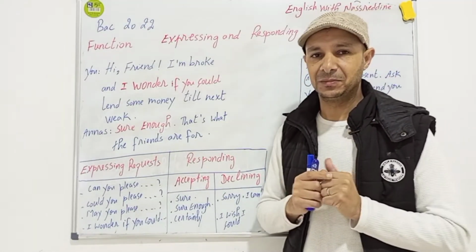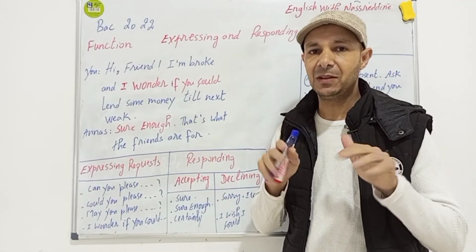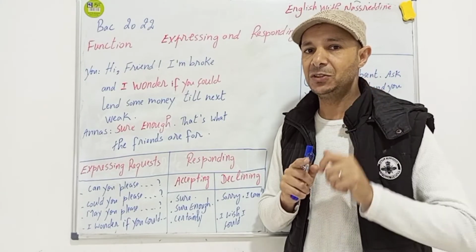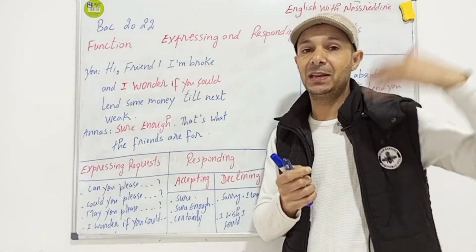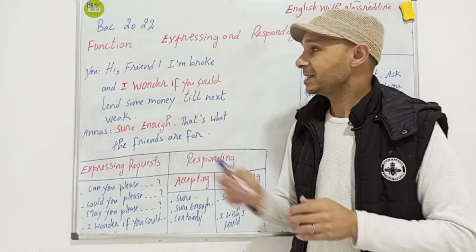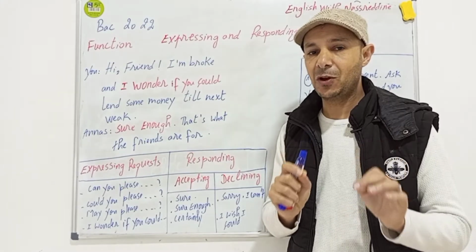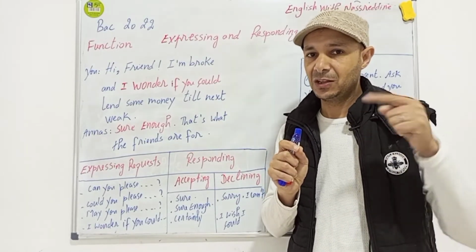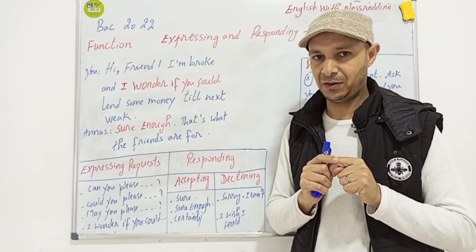So what's your problem? Your problem is that you are broke, you don't have any money. And what did you do? You ask your friend Anas to lend you some money until next week. So that's what we call in English a request. It's also called a favor. Request or favor.